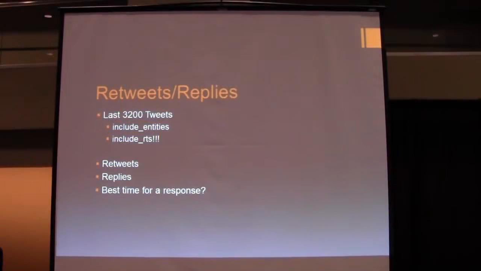Moving on to retweets, replies. This gets, again, our last 3,200 tweets. It's going to be the same old story. Include entities, include retweets. If you're looking for retweets and you don't include the retweets, you're not going to get retweets. You'll run the code and say, I have nothing, and then you look back and you just didn't define that. So here we're going to look at 3 different charts. We're going to look at retweets, replies, and the best time for response.